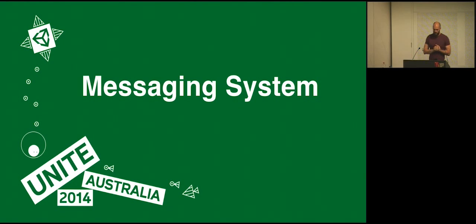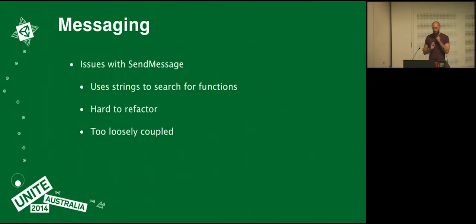So, the messaging system. As I mentioned before, Unity currently recommends a lot of the time using sendMessage. Now there are issues with this. It uses strings to match function names, which makes it very hard to refactor. Even a lot of the automated refactoring tools like ReSharper, whilst they'll work, it just feels really dirty having to refactor strings. And it's excessively loosely coupled.